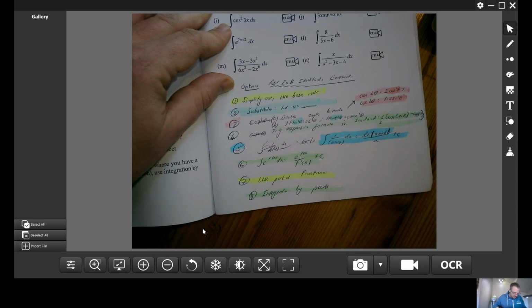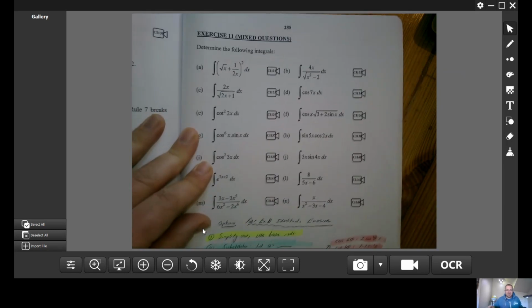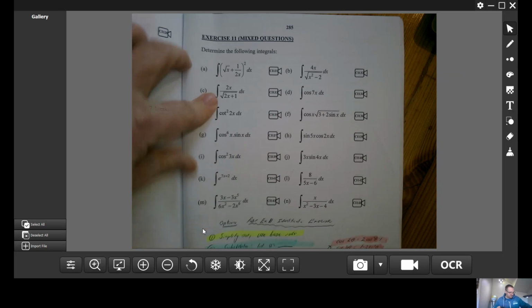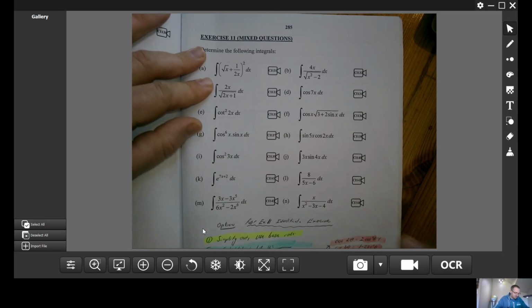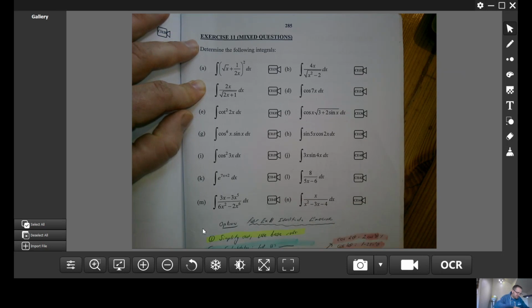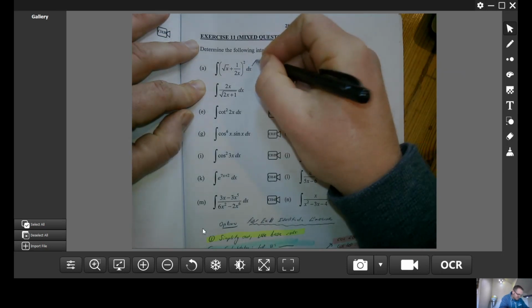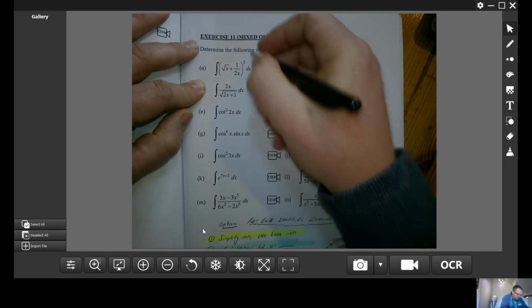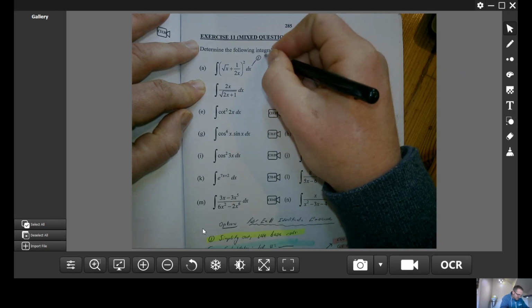So I want you to just spend 10 minutes now writing keywords next to each question. I'll do the first two with you. So what technique would you use here? Well, basically you're going to use number one, you're going to simplify out.